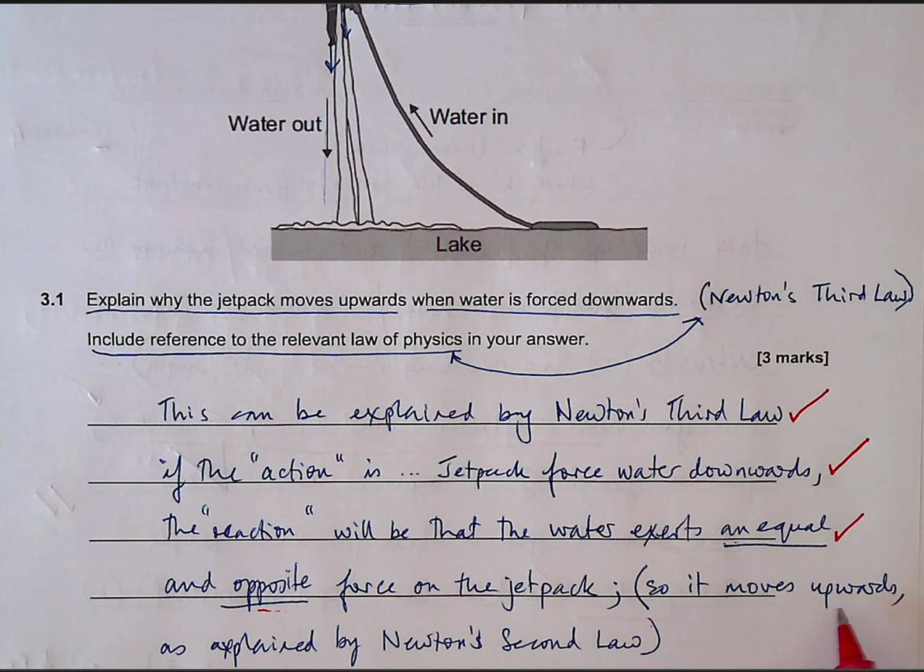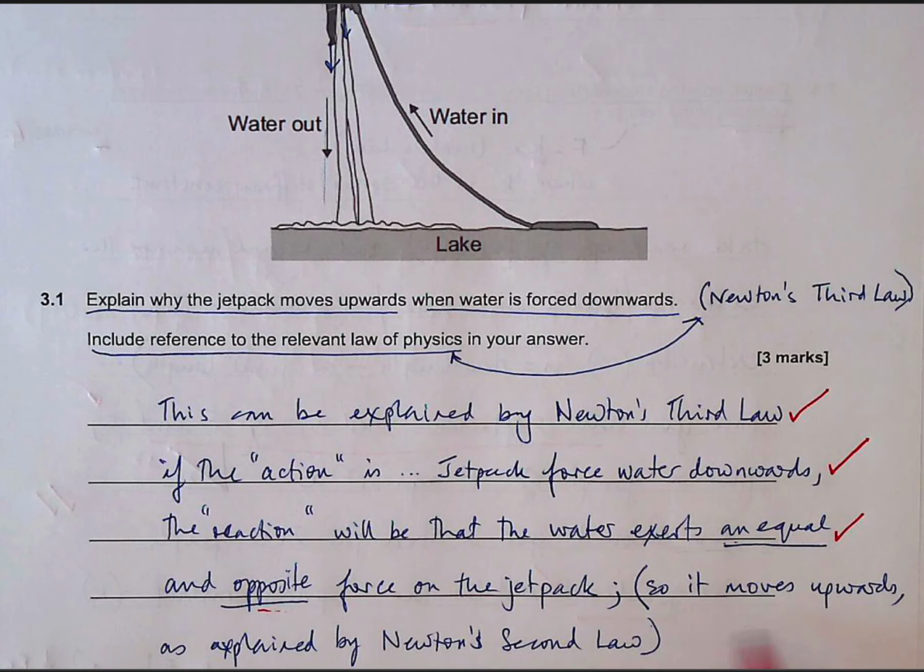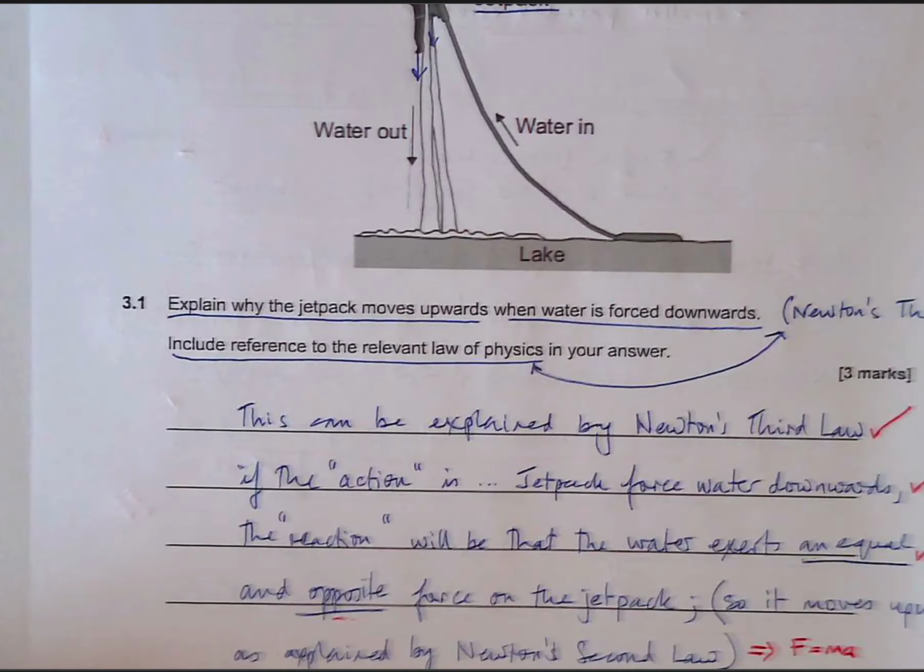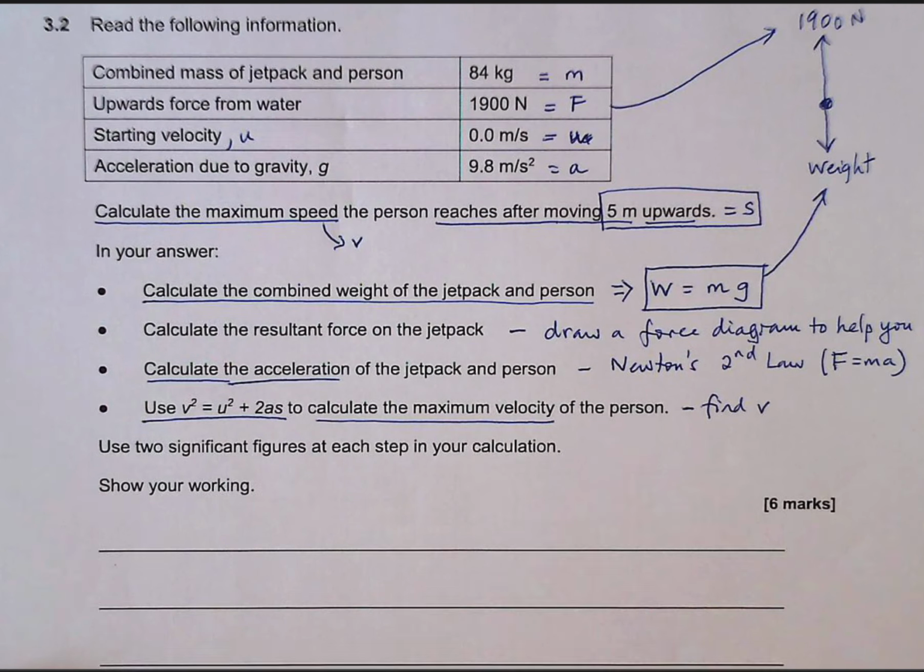And when you're looking at just the jetpack and the person, which are the same object, then the acceleration will be upwards on the person. Once that happens, you're analysing one of the objects. You're no longer interested in the water. You just know that the force upwards created will be, by Newton's second law, F equals ma. Okay, so that's 3.1. And then finally, they finish off with a mathematical analysis of the situation.